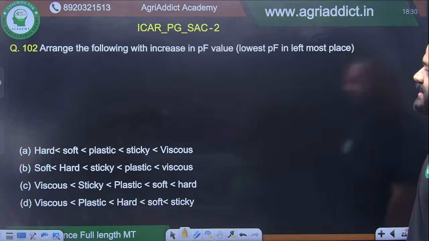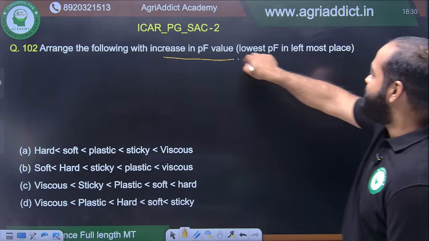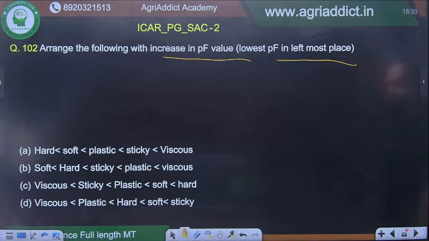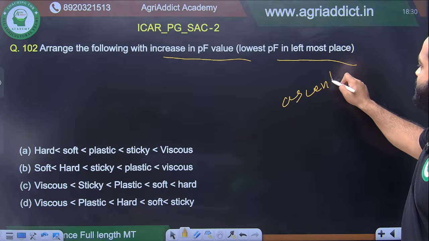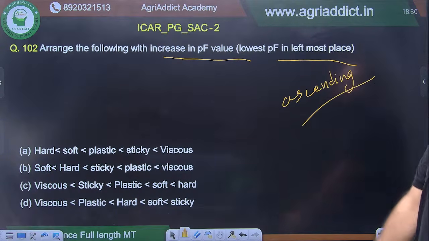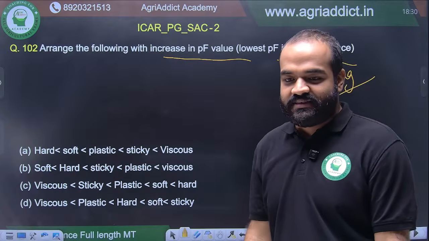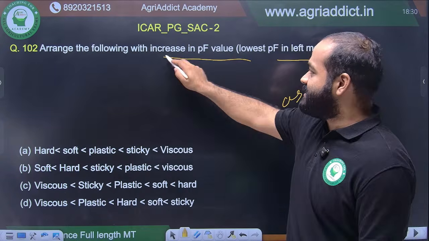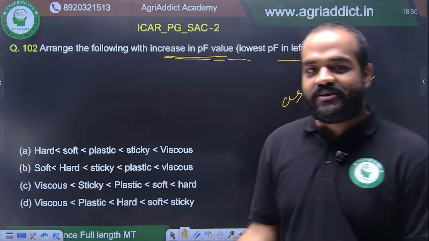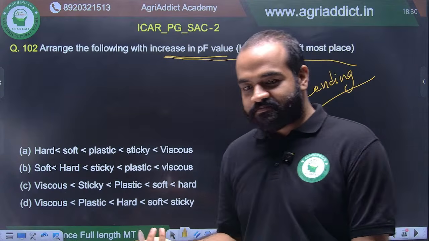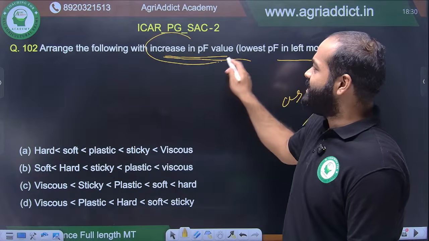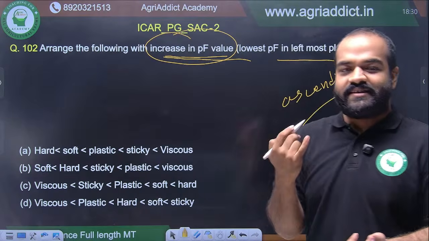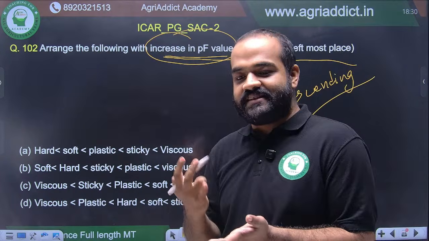Moving on. Arrange the following with increase in pF value. Lowest pF in the leftmost place. Increase in pF value. Increasing मतलब ascending. ये सब बहुत ध्यान रखना यार. This NTA and ICAR, they are worst. They will ask this ascending order, फिर आंसर में दे देगा descending order, and you will not know also. So be very careful with what they are asking. Increasing order मांग रहा है, decreasing order मांग रहा है, क्या मांग रहा है, ascending, descending. Be very thorough with those.